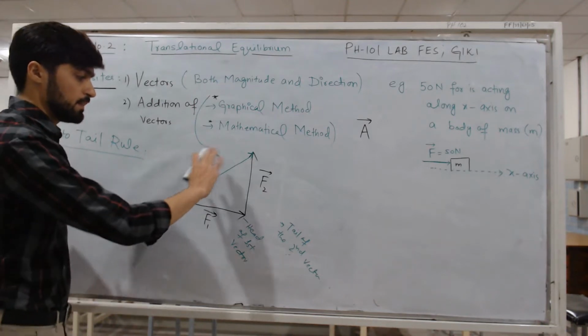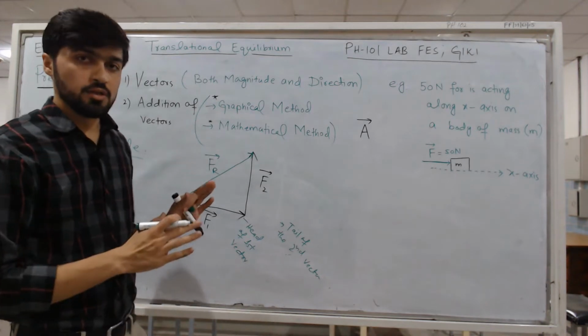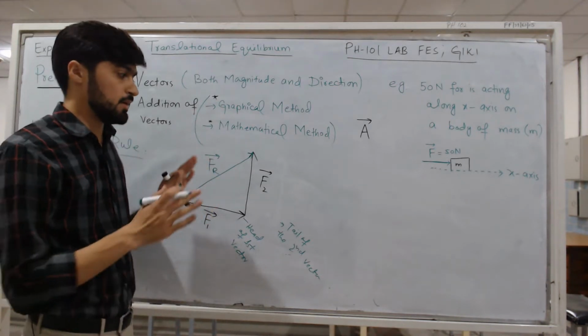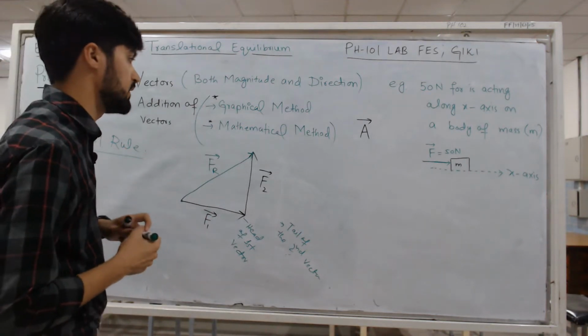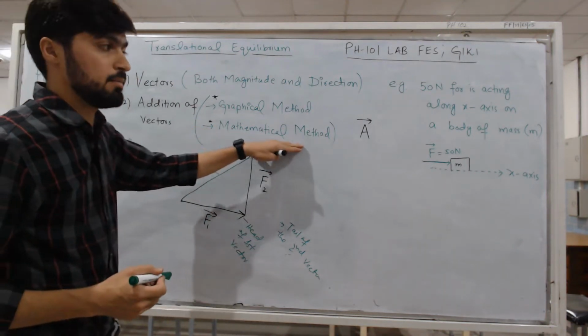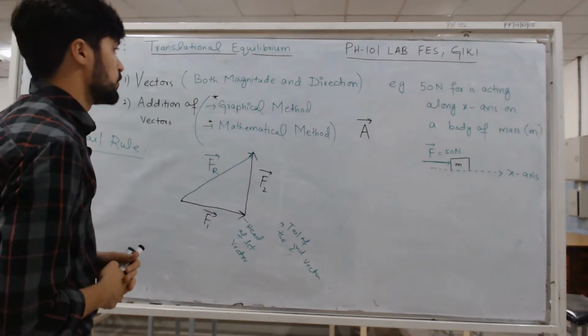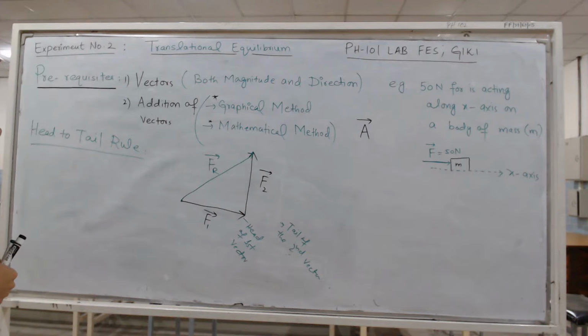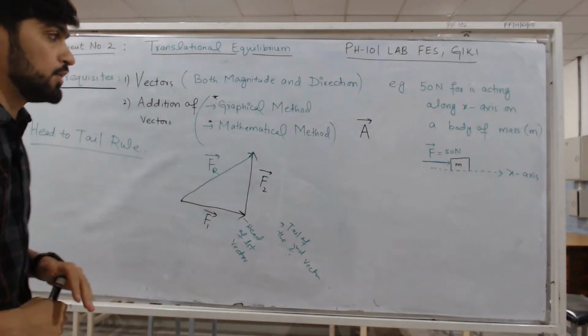So actually this is the way how to represent vectors graphically. So we will be using a proper scale for them, but this is just a simple example to add the vectors graphically. We will be discussing mathematical method in our theory and calculations part. So the next thing is, this was all about the prerequisites. Now we will discuss the translational equilibrium shortly.